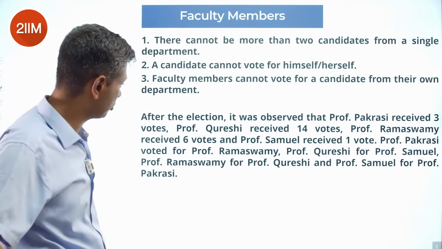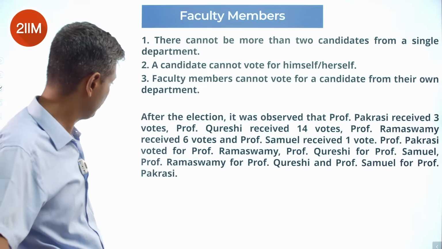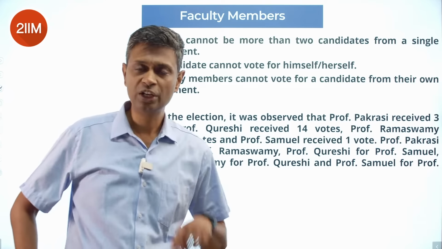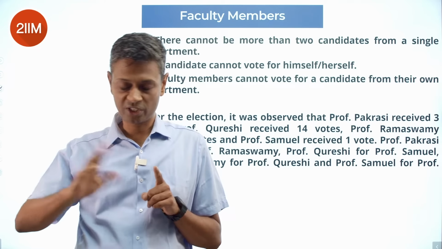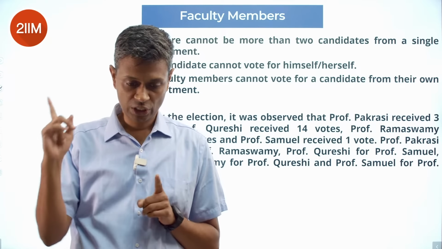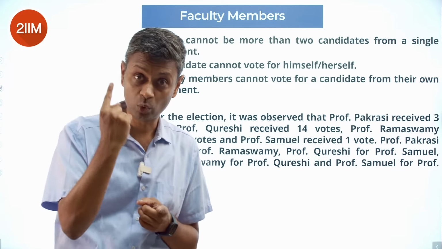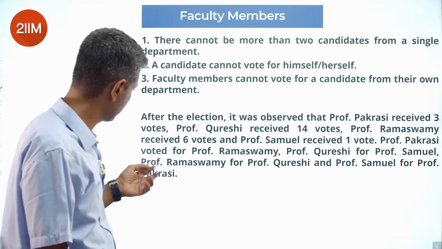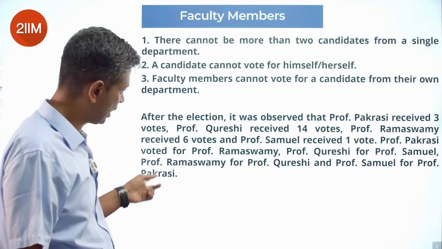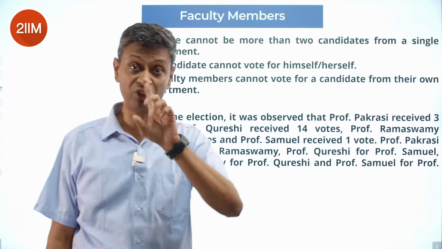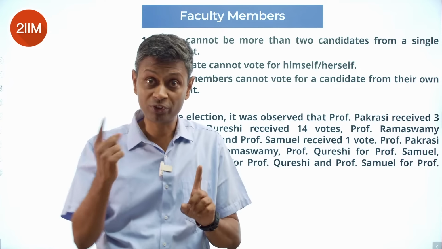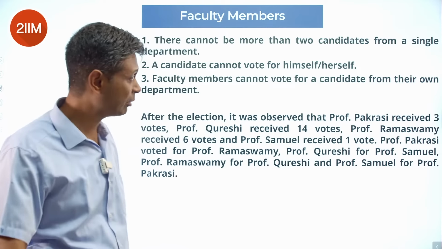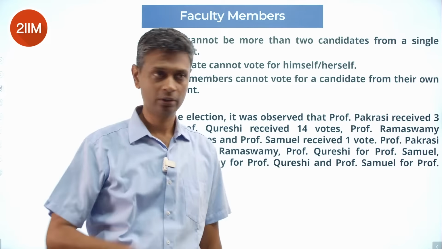Professor Pakrasi voted for Professor Ramaswamy, Qureshi for Samuel, Ramaswamy for Qureshi and Samuel for Pakrasi. Each professor has voted for one professor. Each one can cast only one vote. Each professor has received 1 vote. P votes for R, Q for S, R for Q and S for P. Each professor has received 1 professorial vote, if I can call it that. And that's the part I missed when I was solving. I didn't grab onto that. Right. Nice.